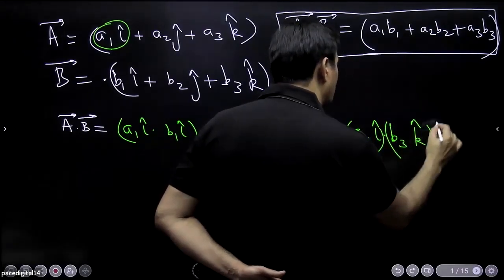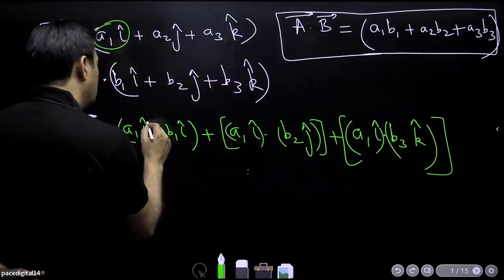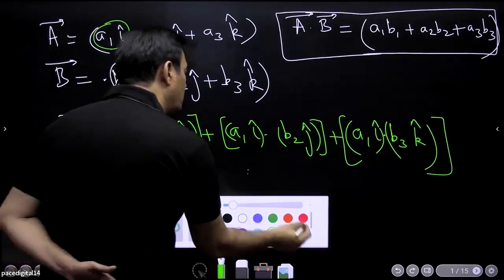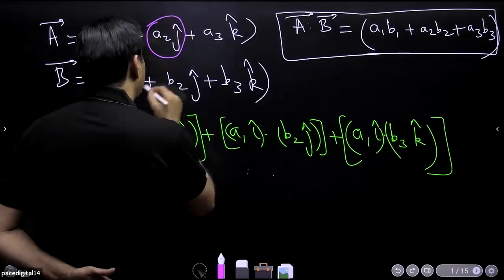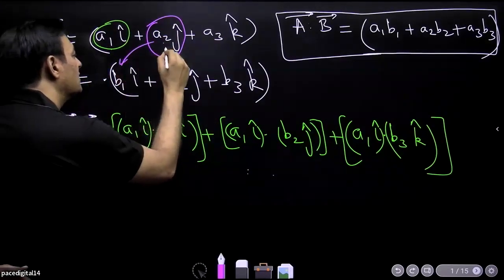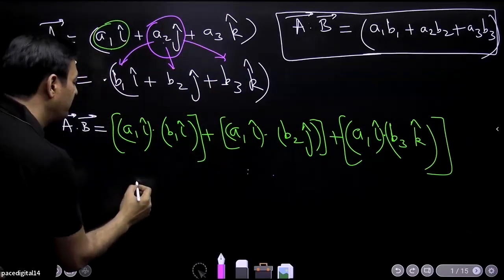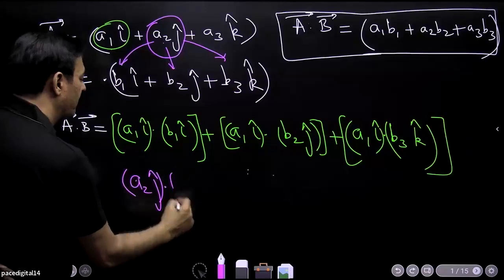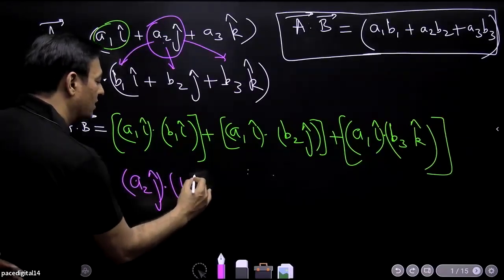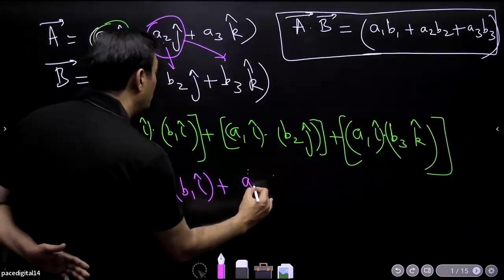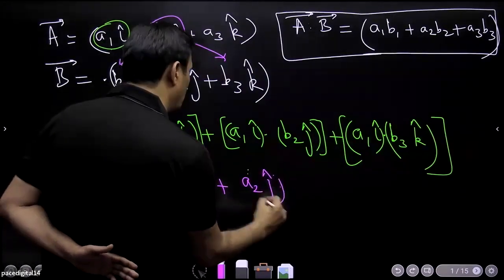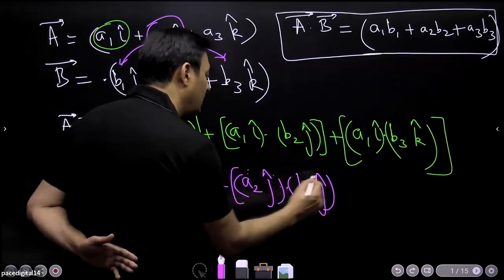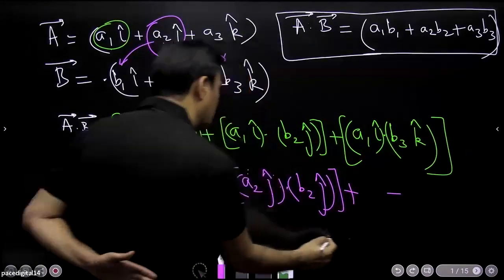These are the three terms you got for A1. Now I go for the distributive property for the next term. What will you have? A2 J cap dot B1 I cap, plus A2 J cap dot B2 J cap, and the third term, and so on.